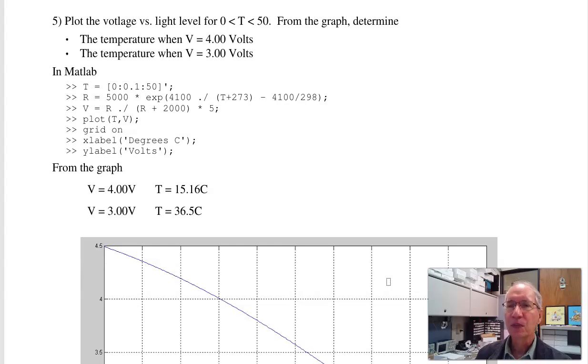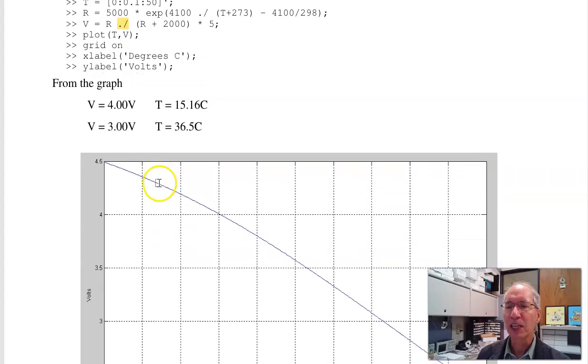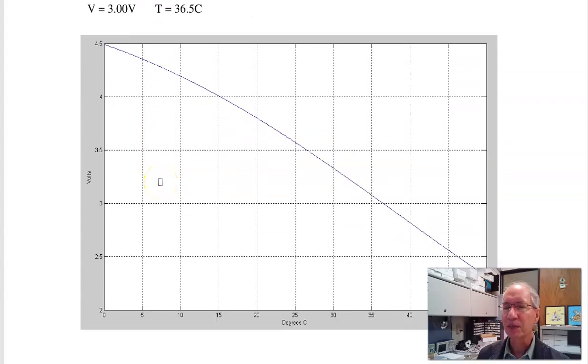Problem 5. Suppose I know the voltage. If I'm at 4 volts and 3 volts, what's the temperature? Well, I calculated resistance before. The voltage is a function of resistance. So type that equation into Matlab. Again, I have to use the dot notation, telling Matlab this is an element by element operation, not a matrix operation. Plot temperature versus voltage, label the x-axis, and here's what it looks like.